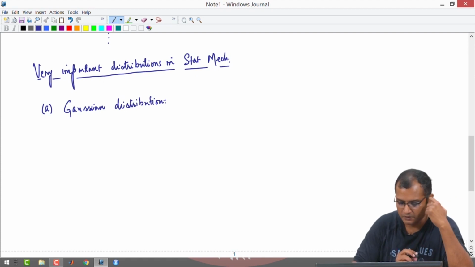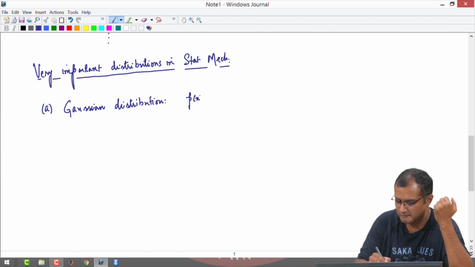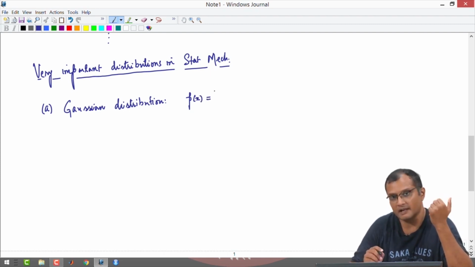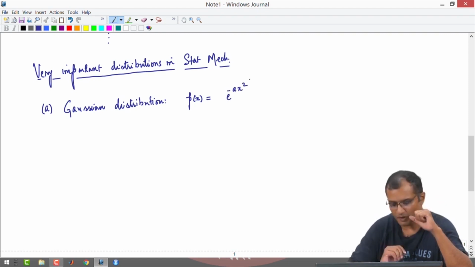Okay. So, this distribution is defined as, suppose x is a random variable distributed as a Gaussian distribution, then it is defined as e to the power minus a x square. Okay. Now, x is a random variable, a is some constant which will be shown immediately, or in a few steps, to be related to the variance of this random variable.